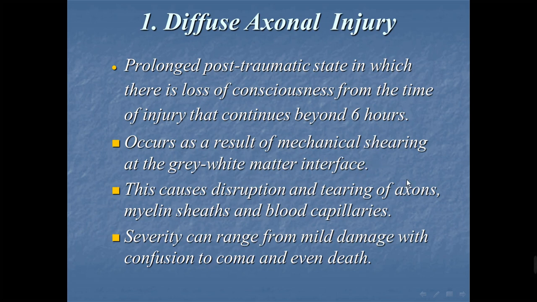What do we mean by this? Shearing means separation. This means separation between, you know that the brain has the gray matter outside and the white matter inside. The gray matter are the nerve cells, while the white matter are the nerve axons and nerve fibers. Here there will be separation between the nerve cells and their axons, exactly like separation between a generator and the wires. This causes disruption and tearing of axons, myelin sheath, and blood capillaries. Severity can range from mild damage with confusion only to coma and even death sometimes.